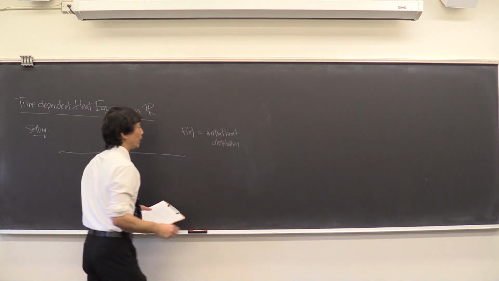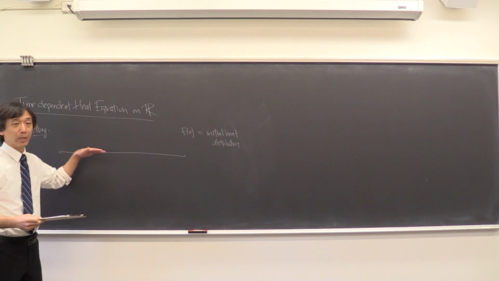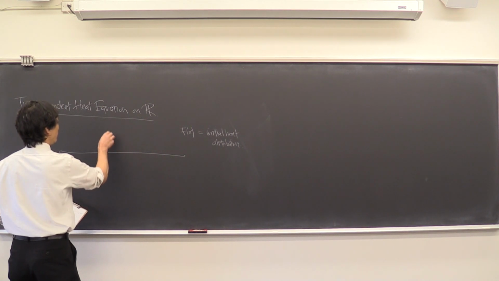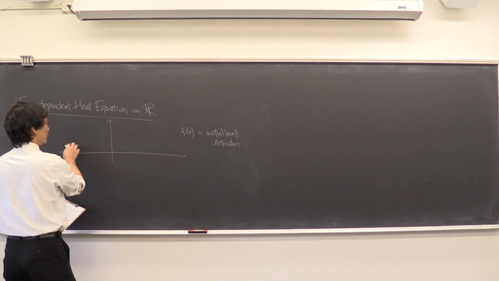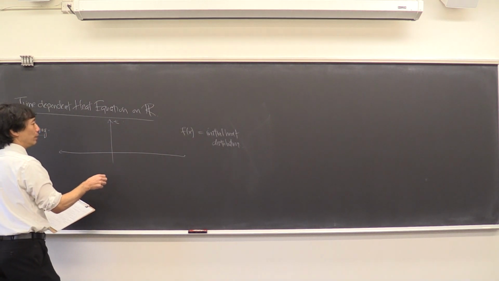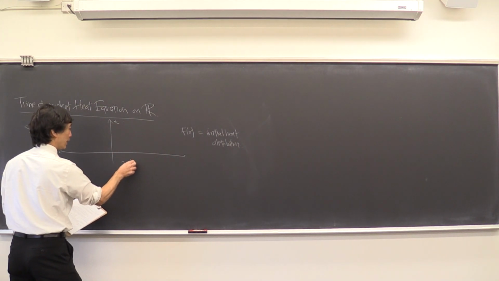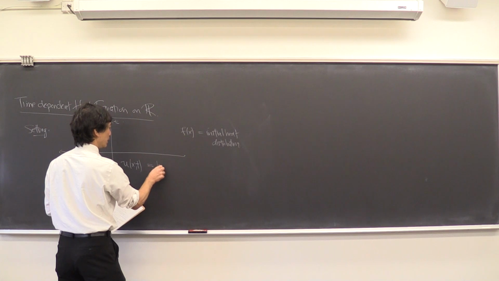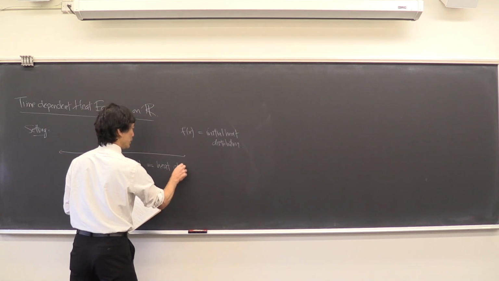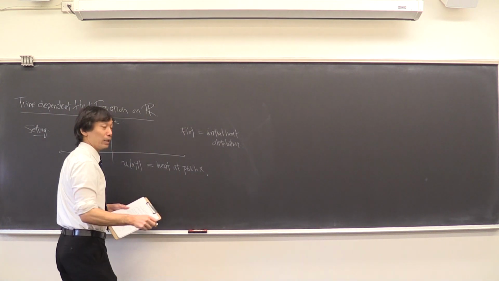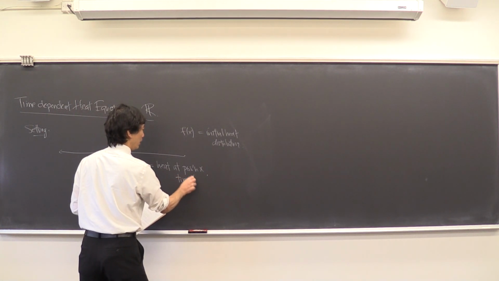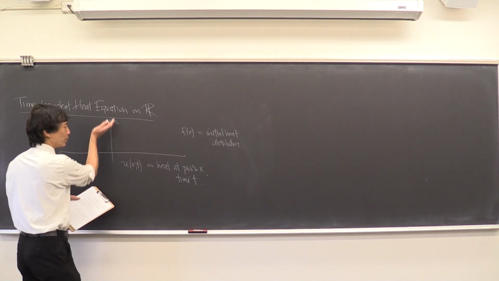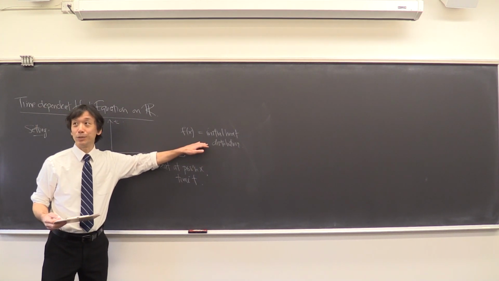Okay, and so we want to describe what happens to the heat distribution as time goes on. The way we think of this is we introduce a time axis here, and we let u of x, t denote the heat at position x and at time t. So time is progressing forward. This is the heat distribution at time 0.